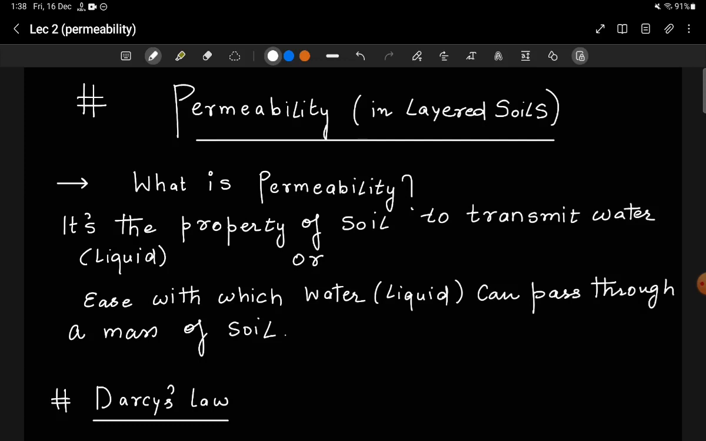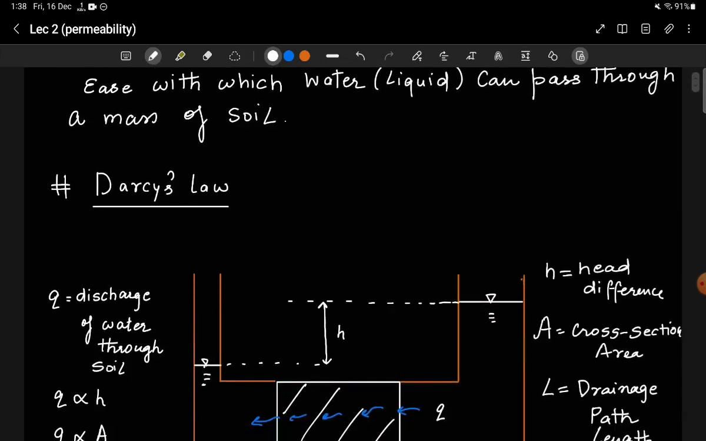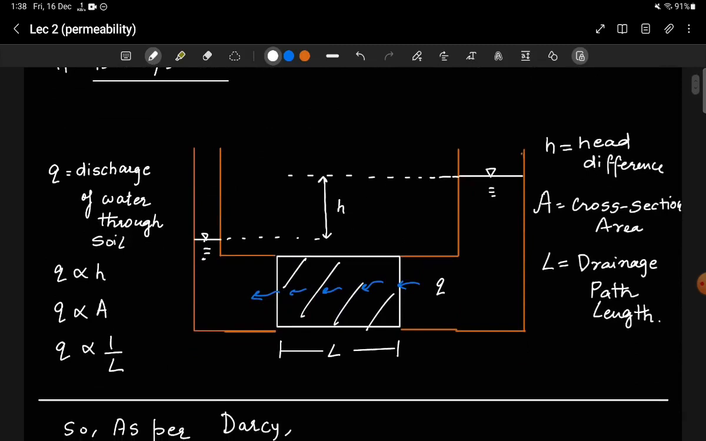सो परमेबिलिटी का कॉन्सेप्ट डार्सी ने दिया था. और डार्सी ने ही खुद का एक लॉ दिया है. What Darcy did was he did an experiment. उस एक्सपेरिमेंट में उसने took a soil sample, जो मैंने यहाँ पे वाइट कलर से डिनोट किया हुआ है, and he maintained a constant head difference across this soil sample, and then he kept changing the head difference, the length of the soil sample, which is denoted by L here, the area of the soil sample, that is cross sectional area of the soil sample, denoted by A, and did such experiments to come to some conclusions.